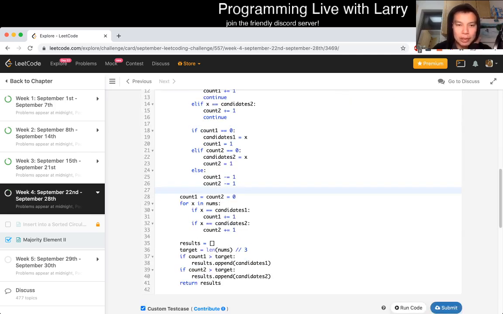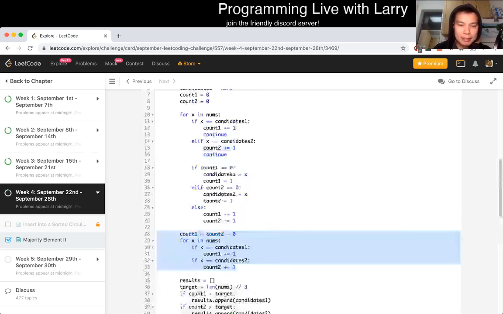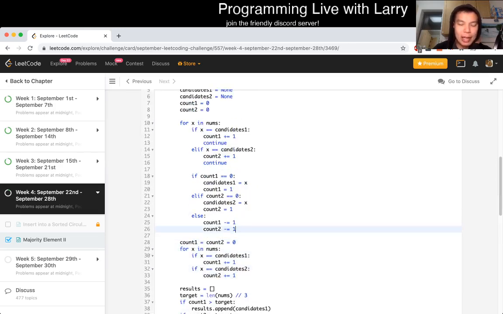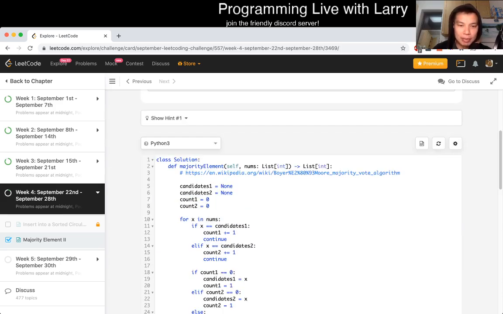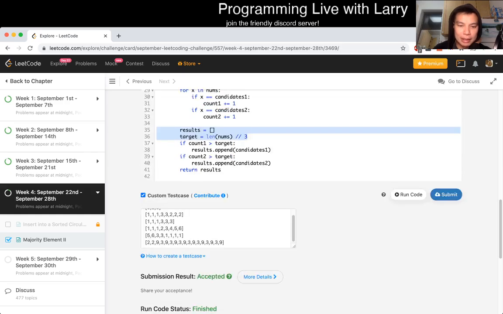So what is the complexity? This is going to be linear time. We look at each element at most once. So it's going to be linear time. And in terms of space, we only have 4 variables really, right? And the results, I guess a couple more variables. So it's going to be O(1) space. Yeah, that's all I have for this problem.